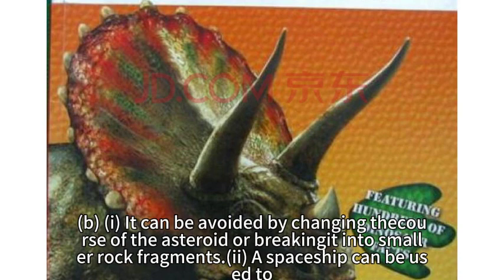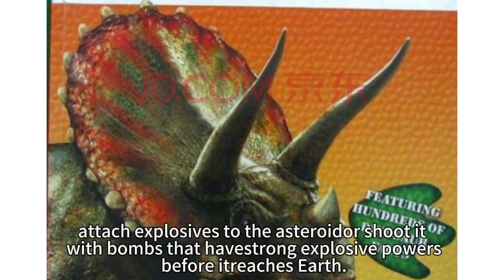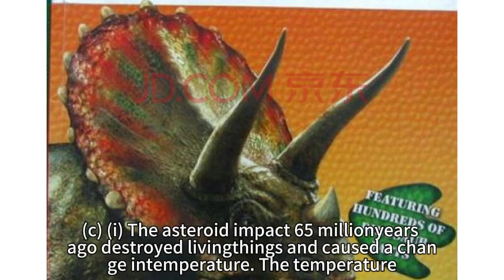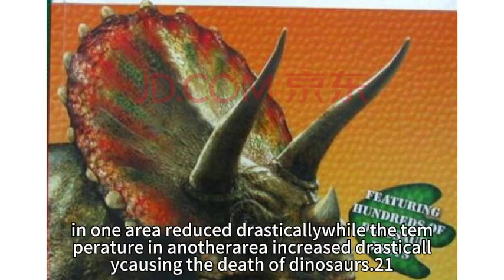A spaceship can be used to attach explosives to the asteroid or shoot it with bombs that have strong explosive powers before it reaches Earth. The asteroid impact 65 million years ago destroyed living things and caused a change in temperature. The temperature in one area reduced drastically while the temperature in another area increased drastically, causing the death of dinosaurs.